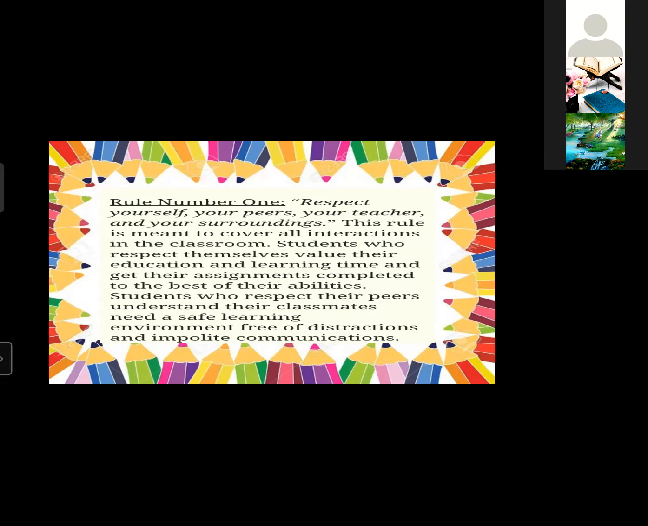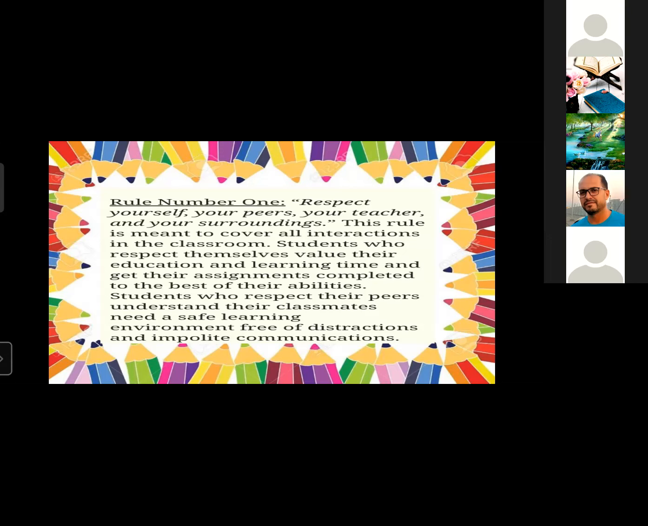Students who respect themselves value their education and learning time, and get their assignments completed to the best of their abilities. Students who respect their peers understand that their classmates need a safe learning environment, free of distractions and impolite communications, of course. So what is the first rule to follow when you want to set or manage your classroom? The first rule is respect, of course. First of all, respect yourself, and after that, your peers and your teacher, and in general, respect the surroundings around them.